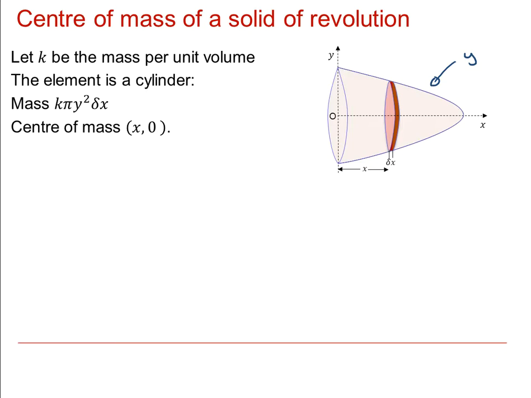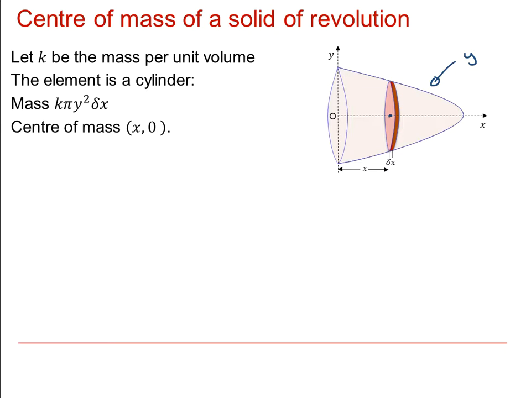The center of mass of an element would be at the center of the cylinder of that element, so that's going to be on the x-axis. So you can see that the center of mass of any solid of revolution is going to lie on the axis of revolution, and therefore we need only consider the x value of that center of mass. Now for that element, the position of the center of mass will be at x.